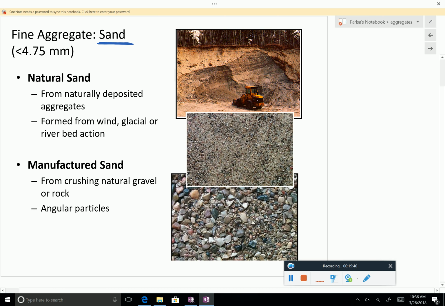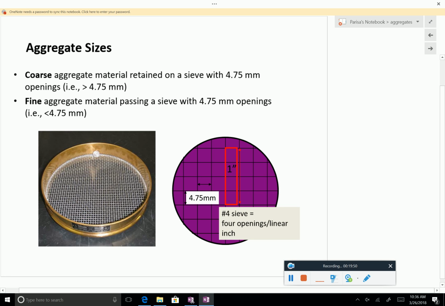And of course, sand can come from natural deposits, or it can be manufactured, as you can see here. It's just smaller. And here, for those of you who are not taking soil mechanics, this is how a sieve looks like. And basically the number is how many openings you have per 1 inch.